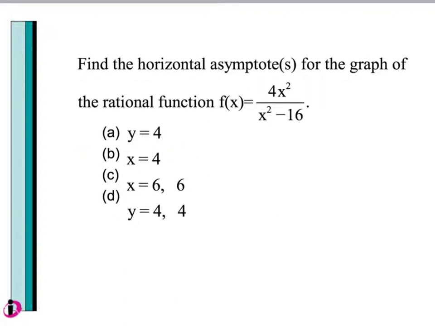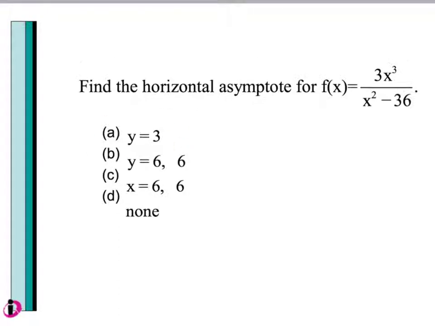Alright, what about this one? Find the horizontal asymptote for the graph of the rational function. A, it's y equals 4. Good. And last one, find the horizontal asymptote for this one. None, because the degree of the top is greater than the degree of the bottom.